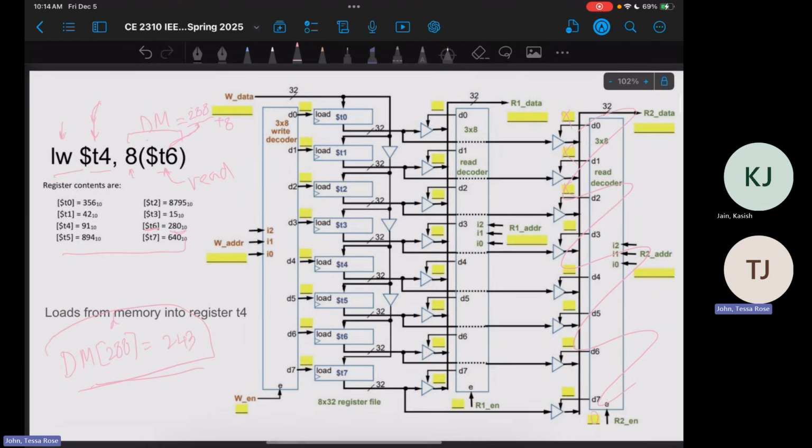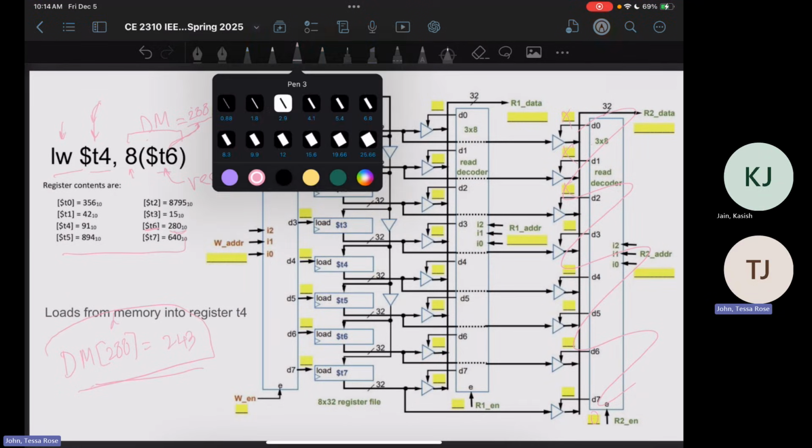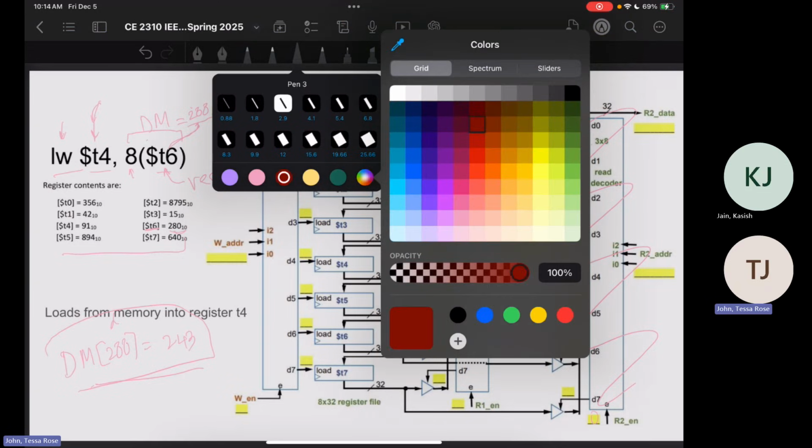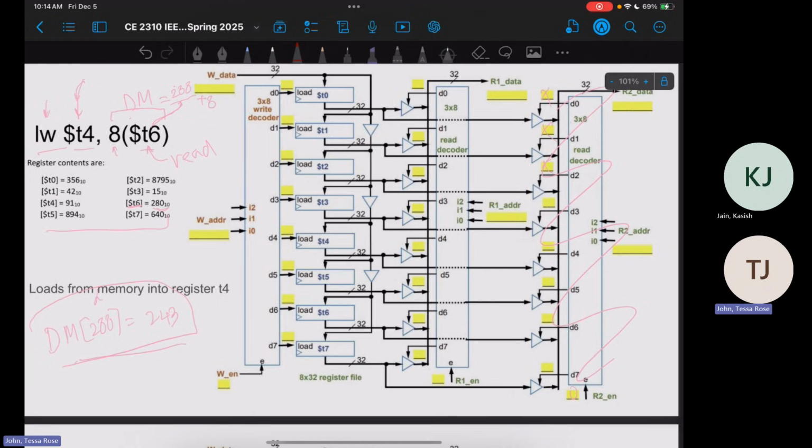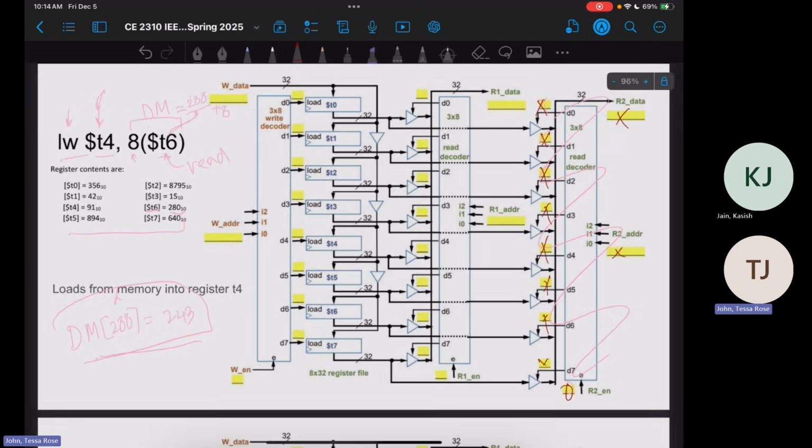Guys, maybe use a darker color. Oh, my bad. Red. Yeah. Okay. So this you don't need because we're only reading from one of them. So all of this would just be X.